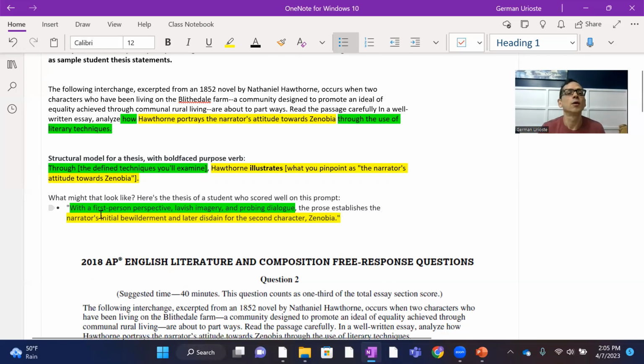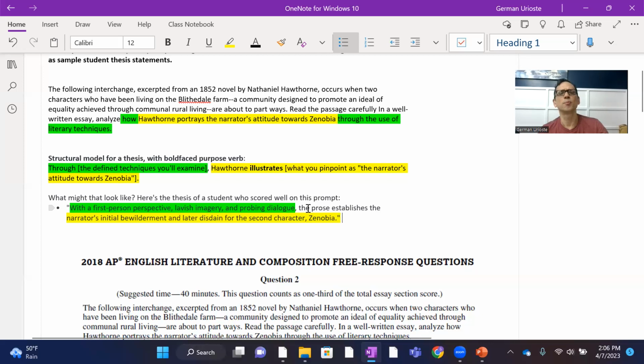And notice how the techniques are defined. It's not point of view, imagery, and dialogue. It's first-person perspective, lavish imagery, and probing dialogue. Fantastic. And then you establish the claim. You don't want to say in your claim something like Hawthorne portrays the narrator's attitude towards Zenobia. Don't repeat the prompt. Define what they're asking you to define.